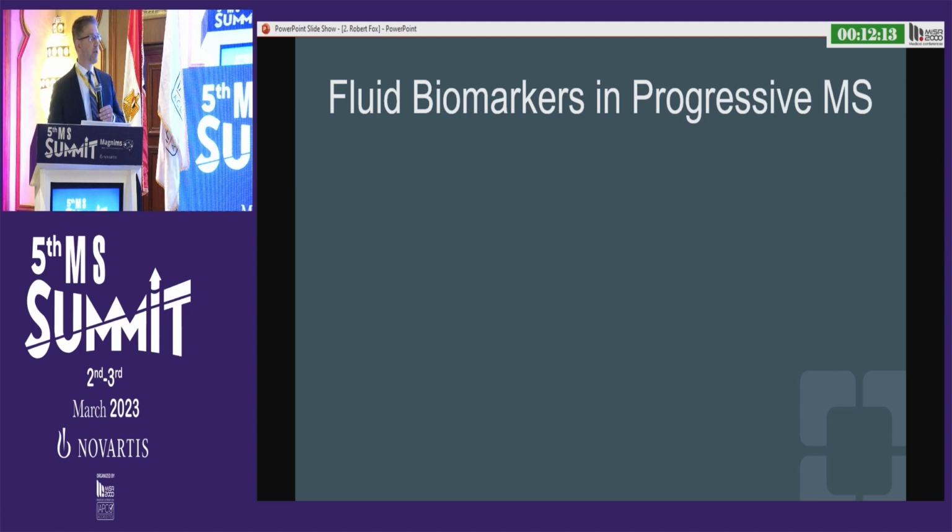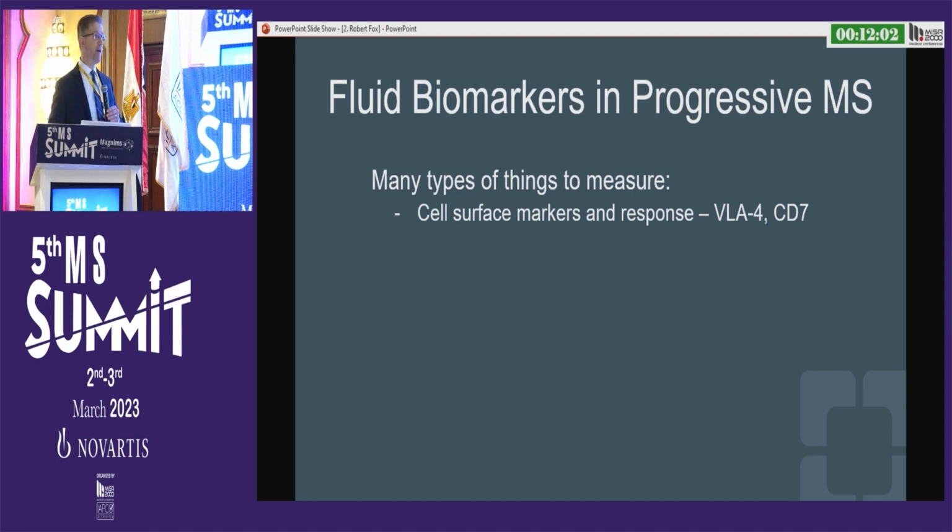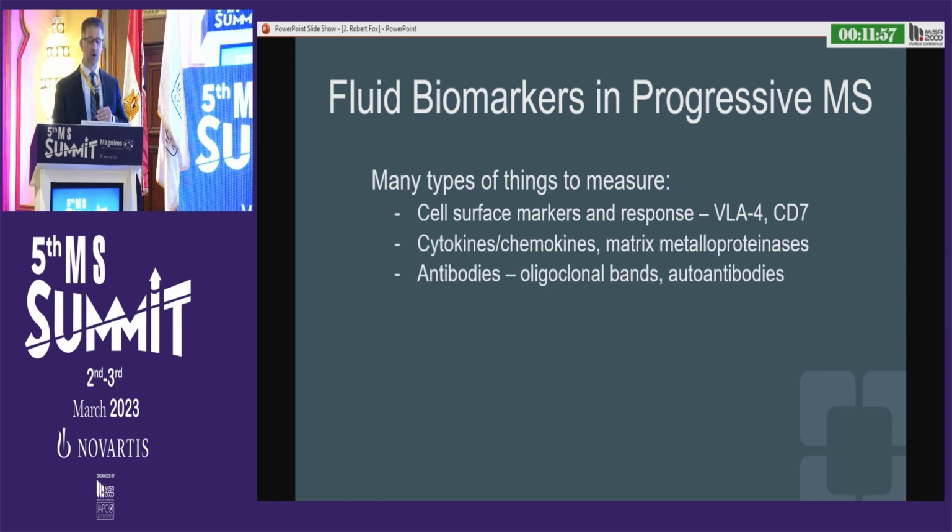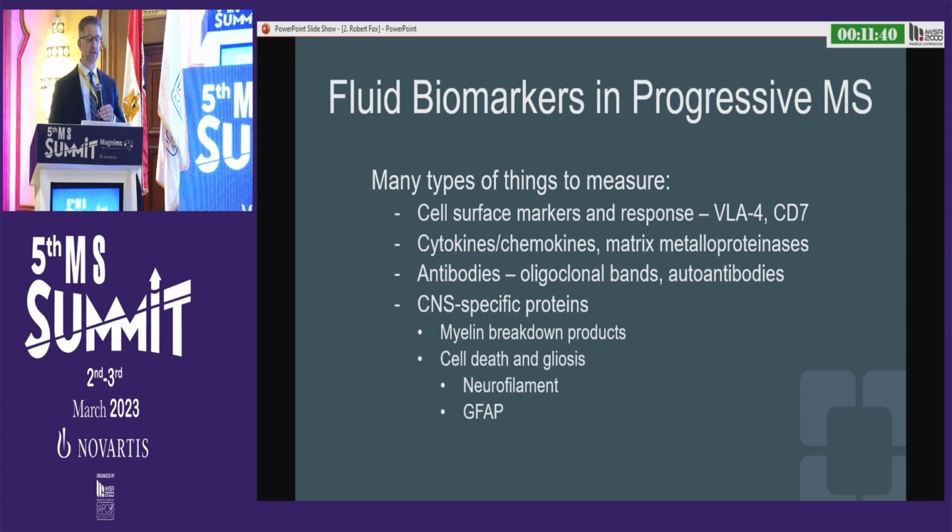All right, let me turn in the second half of my talk to fluid biomarkers. What do we know about fluid biomarkers of MS, with particular attention to progressive MS? There are many things we can measure in MS, including progressive MS: cell surface markers, cytokines, chemokines, various things related to the inflammatory cascade, the antibodies themselves, oligoclonal bands or autoantibodies. Then we can look at CNS-specific proteins, so myelin and myelin breakdown proteins, and things related to cell death and cell injury, such as neurofilaments and GFAP.